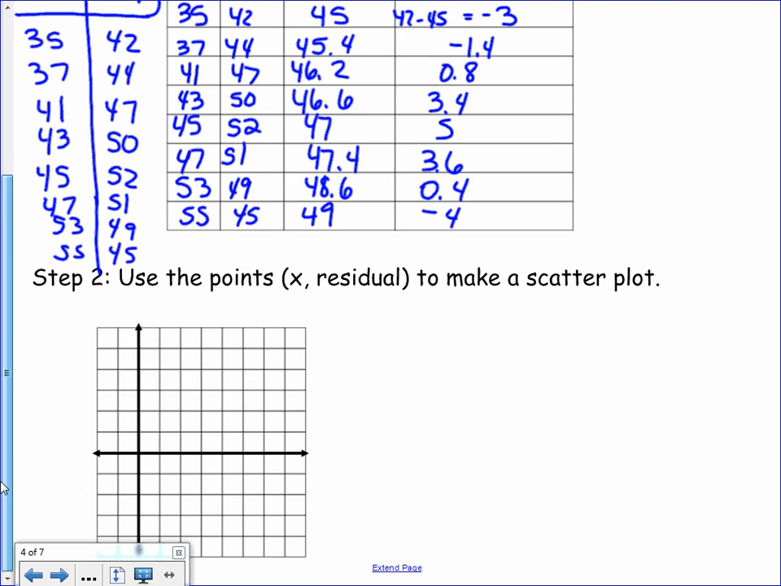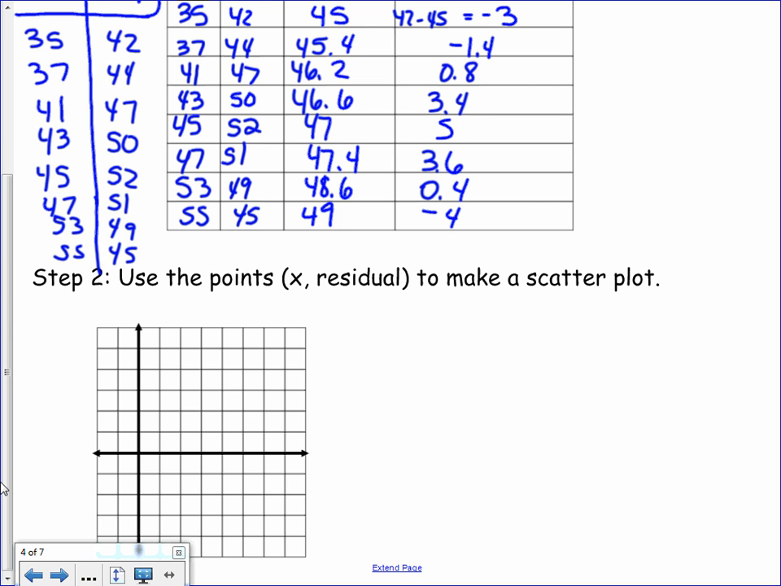Now what we need to do is use those points to make a scatter plot. And remember, if the points are randomly dispersed about the horizontal line, then the equation is a good line of fit. And if it is not, then it's probably a poor line of fit, and doesn't model the data well.